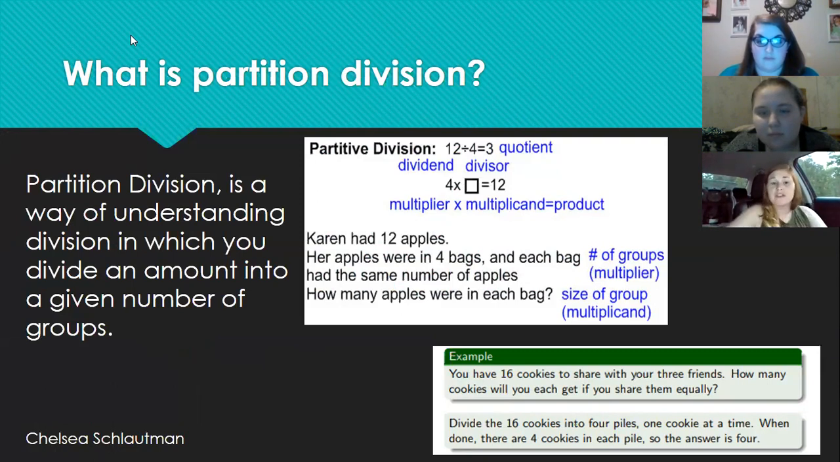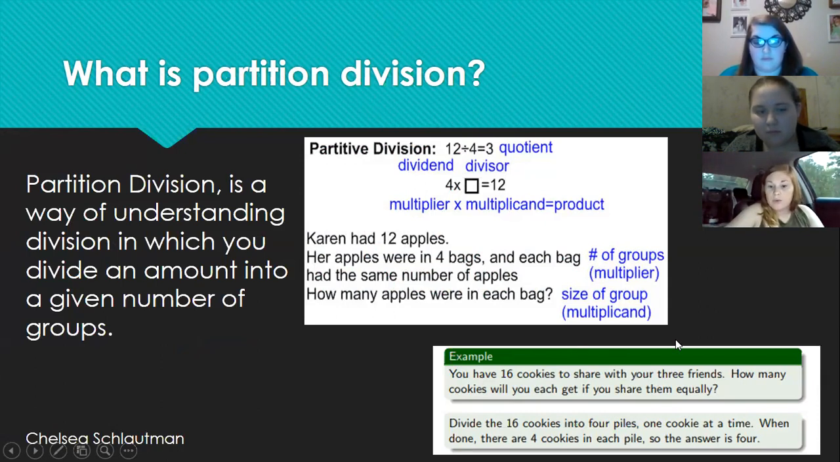So a good way to solve this is using division. You're going to take your 12 apples, your total number of apples, and divide it by the number of bags that you have. That's how you will come up with your answer, or how many apples you'll be placing in each bag.